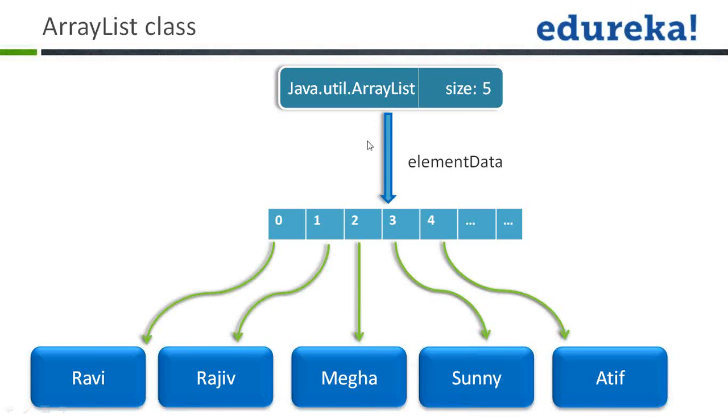So this is a small diagram that depicts an array list. So you've got array list that is present in java.util, size 5. The size of the array list is 5 right now because 5 elements have been inserted like Ravi, Rajiv, Megha, Sunny and Atif. Okay, so it will come like this. Index always starts from 0, that is 0, 1, 2, 3, 4, like this.